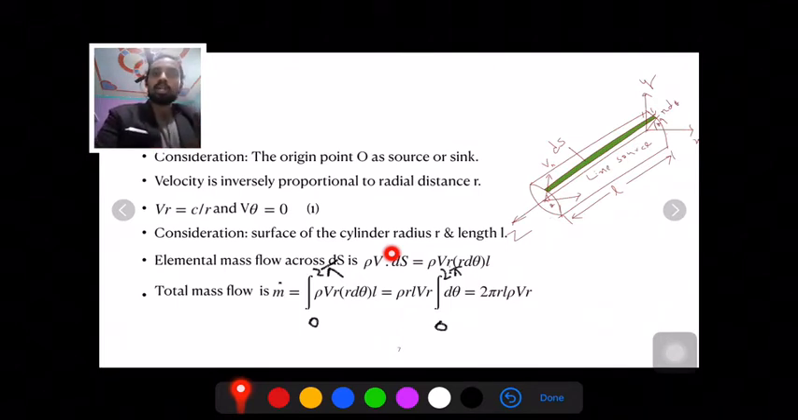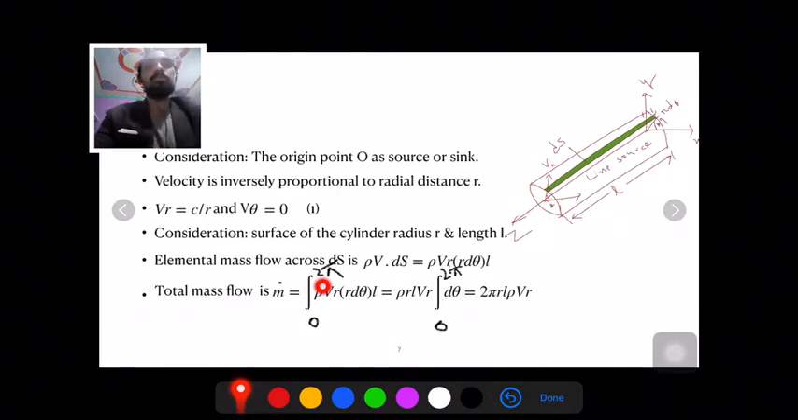If you want to calculate your total mass flow rate, you just have to integrate. This is small d theta, right? We need ds, so we need the whole s. If you need the whole s, you need to integrate over the entire surface. So the limits are 0 to 2 pi. Substitute this d theta, you're basically going to get 2 pi minus 0. So you're going to get 2 pi r L rho Vr.